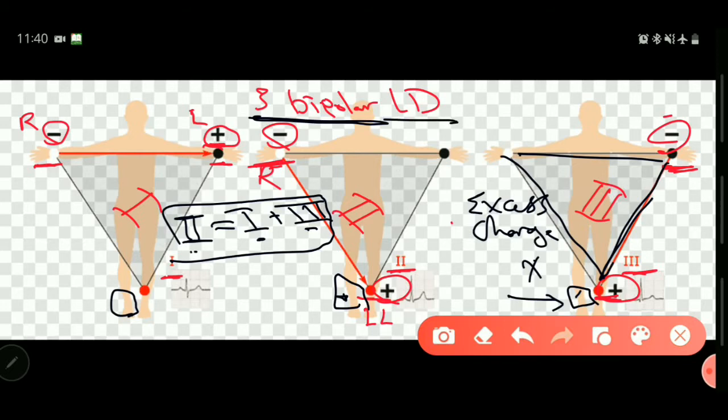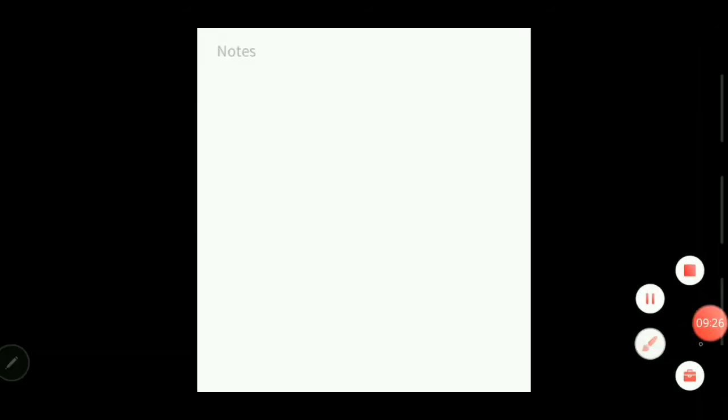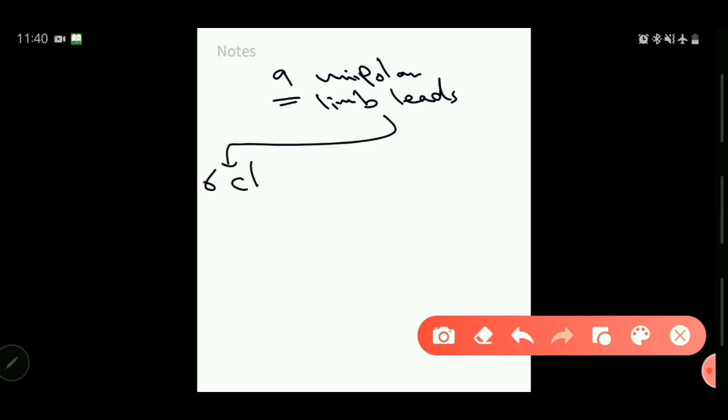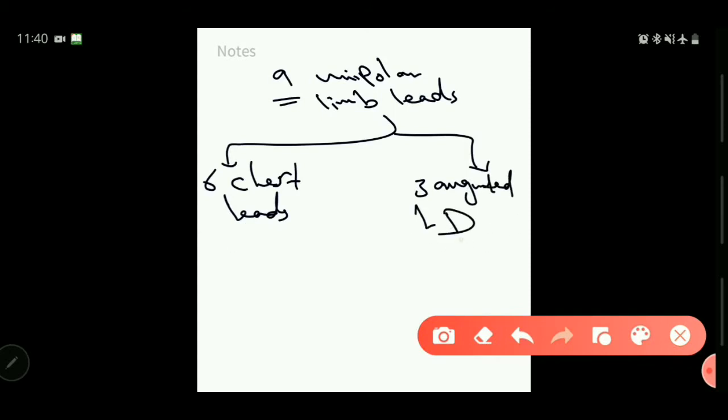So those are the 3 bipolar limb leads. Now let us go and explain the unipolar leads. But before that, let's divide them again. We said that we have 9 unipolar leads. They divide into 6 chest leads and 3 augmented limb leads.